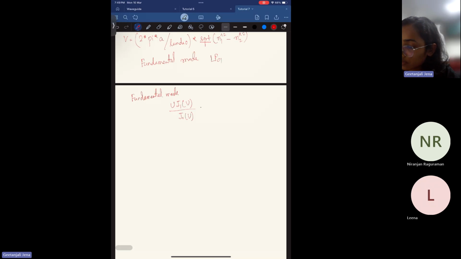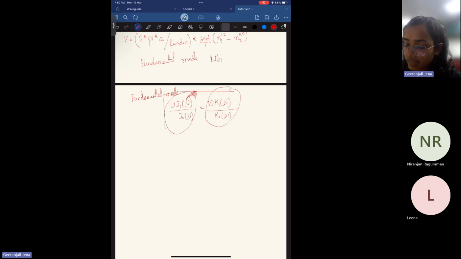is equal to W K1(W) by K0(W). So what you can do is define a value of U, since you already know the value of V. Create an array of U which will fall around the allowed solution, and using the array of U, calculate the LHS and the RHS of this.